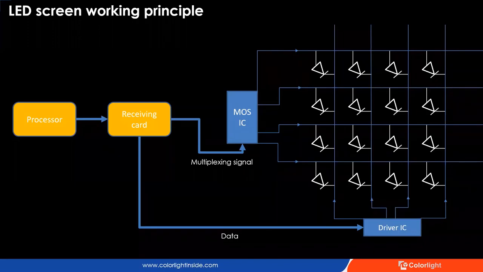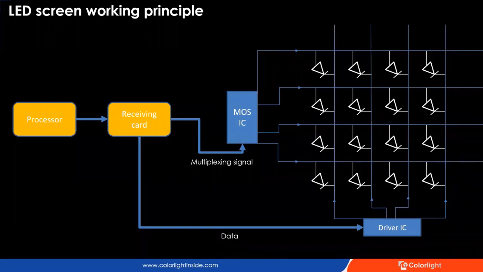In this example, the LED screen is represented as a 4x4 LED matrix. Each one of these LEDs in the matrix is represented by an LED symbol, this triangular thing. In order to understand how to work with one of these, we need to know a little bit about how an LED works. An LED is basically a one-way valve for the current.